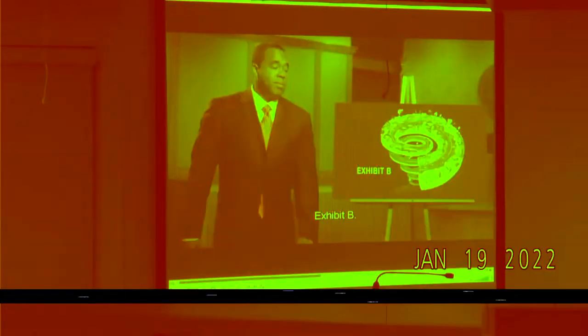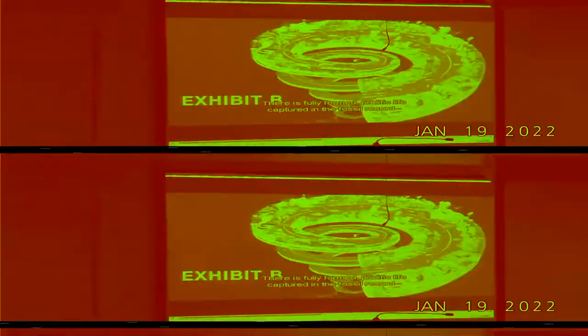Exhibit B, stability, or stasis, as scientists call it. There is fully formed, prolific life captured in the fossil record, life that shows complexity and completeness. And it's a record from which, strangely enough, the transitional forms of life are missing. Amid all that diversity and complexity, there is no undisputed evidence that shows one species transitioning into another. It seems that what the fossil record doesn't reveal could be just as important as what it does.